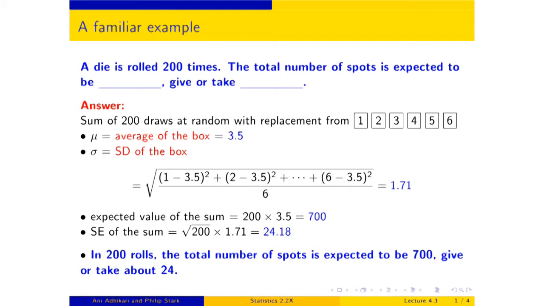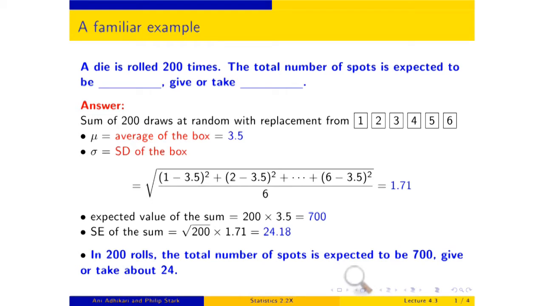I know it's dry, but you also know that it is a simple example. It's just to illustrate the basic technique, and then we can get to things that are more interesting. So we've got the sum of 200 draws from the box 1 through 6. We know the average of the box. We know the SD of the box, which we calculated longhand using our old methods from 2.1 x. And we know that we expect the sum to be 700, give or take 24.